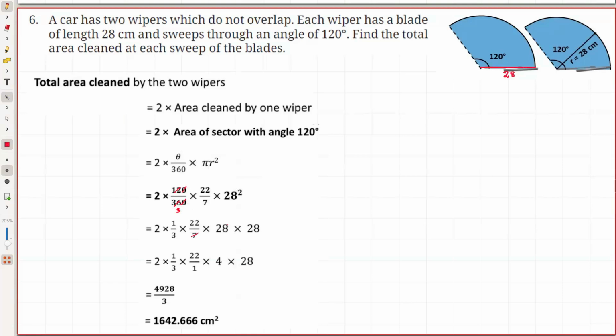Again, we can simplify. 1 7s are 7, 4 7s are 28. Just multiply all the numerators. We are getting 4,928, divided by 3. So the final answer is 1642.666 centimeter square. The total area cleaned by the two wipers is equal to 1642.666 centimeters square.